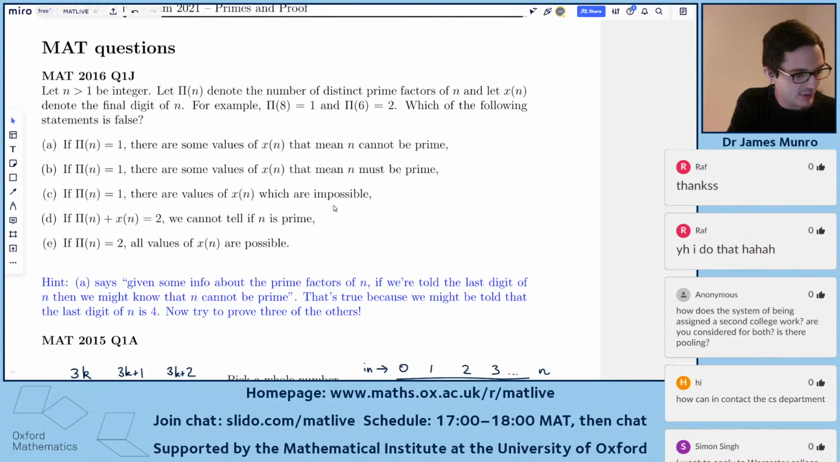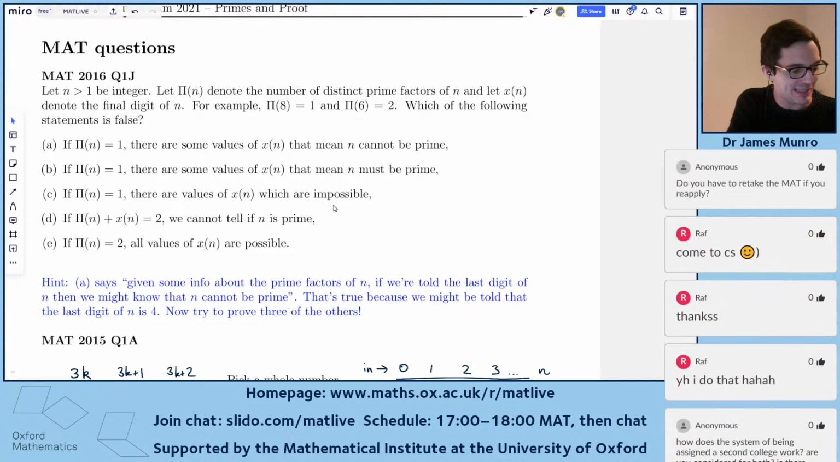Cool. If you reapplied, do you have to retake the MAT? The answer to that one is unfortunately yes, because I'd like to make sure that everyone's taking the same MAT paper.